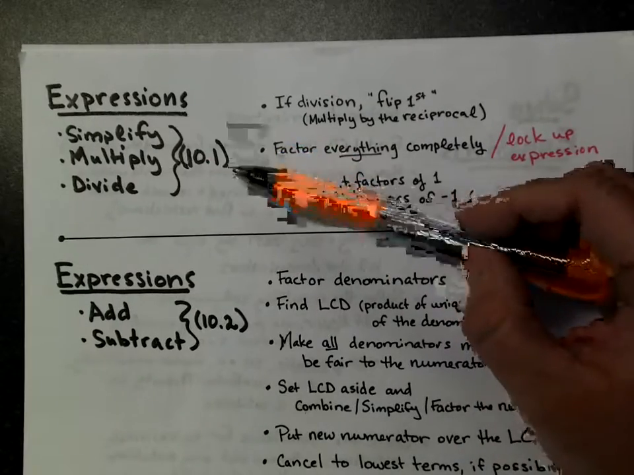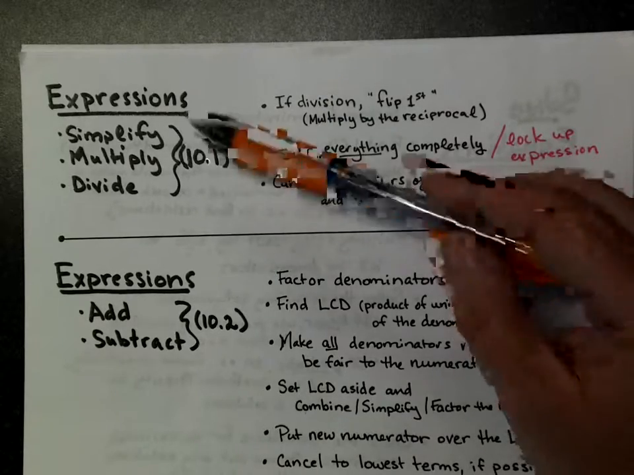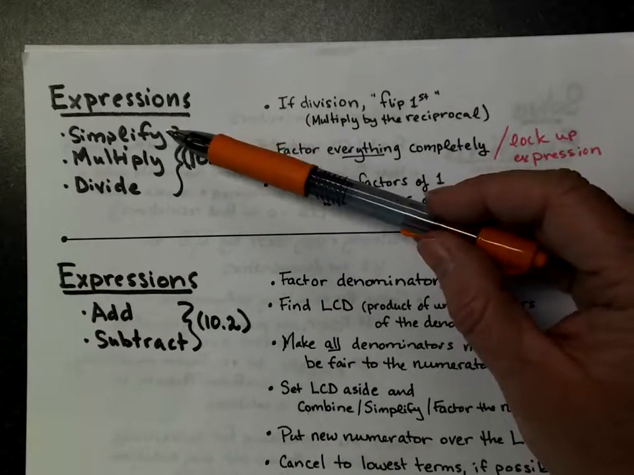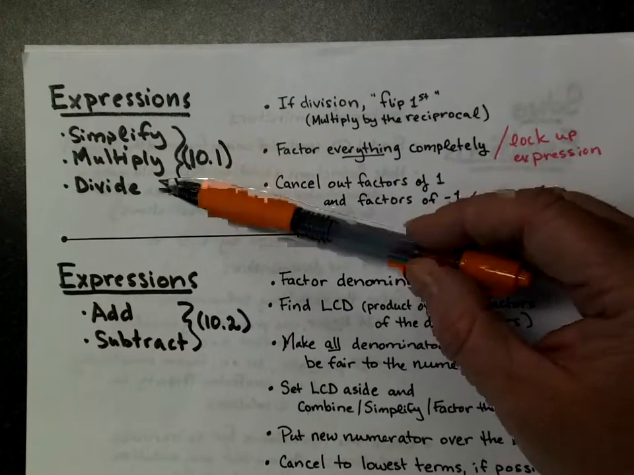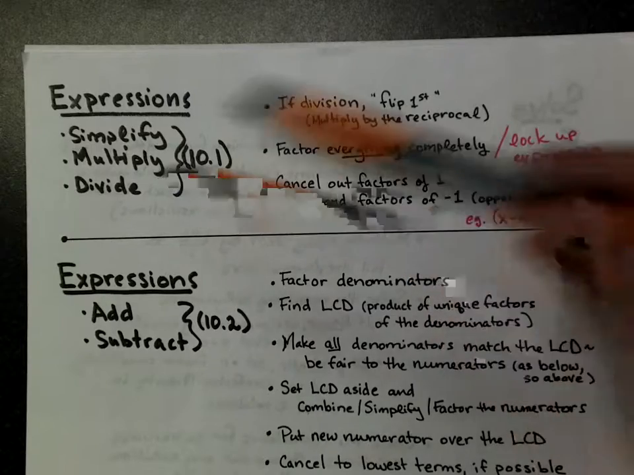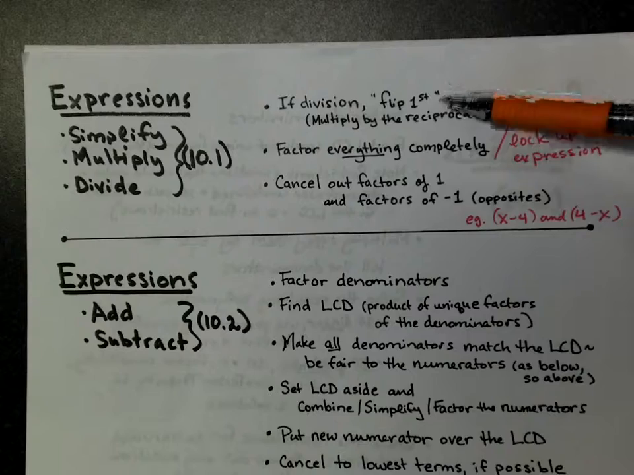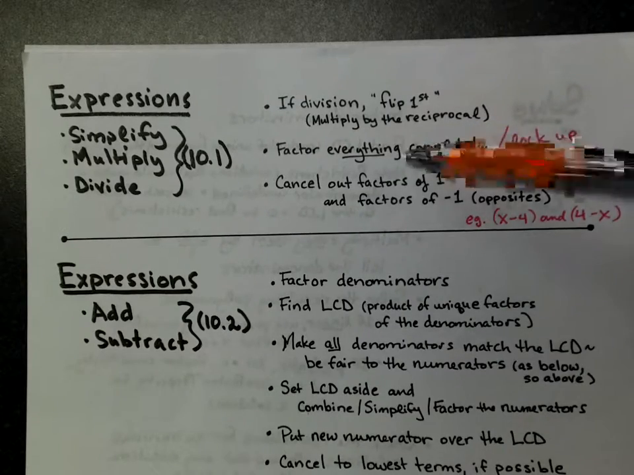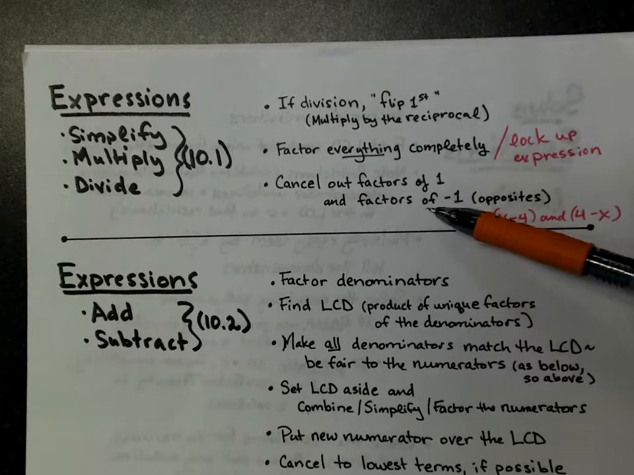Now, so far we've been dealing with expressions. In 10.1, we also looked at functions and how we evaluate the function and find the domain. You will see some of that on the test. The rest of 10.1 was all about expressions: a single expression you have to simplify, or two expressions, multiply or divide. And there's a set of rules for that, in this order, always. If it's division, flip first. Factor everything completely, including, if you can't factor it, at least if it's a binomial, lock it up. And then cancel out factors of 1 or factors of -1.